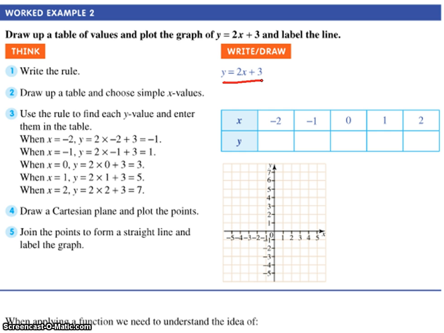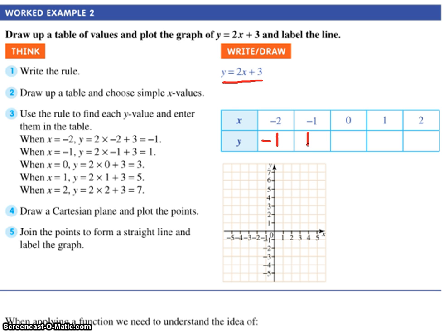Now, all you do is substitute in. Okay? If x is minus 2, then you would have 2 times minus 2, which is minus 4, plus 3 will give you minus 1. Okay? If x is minus 1, 2 times minus 1 is minus 2, plus 3 is 1.